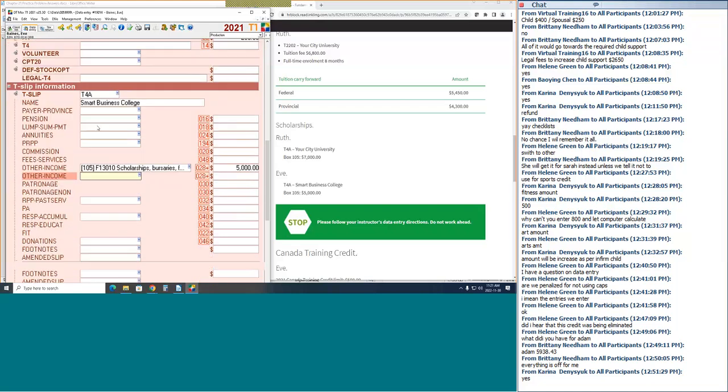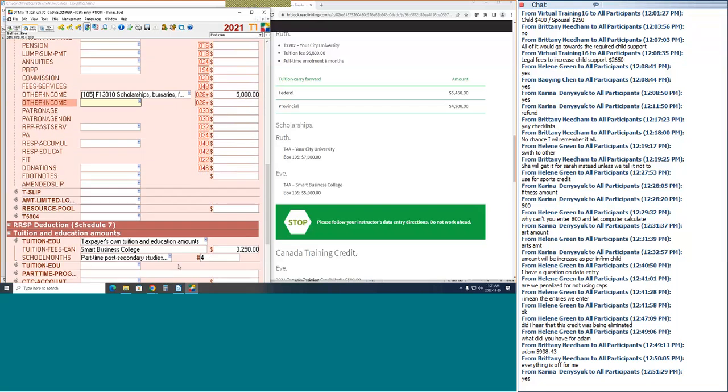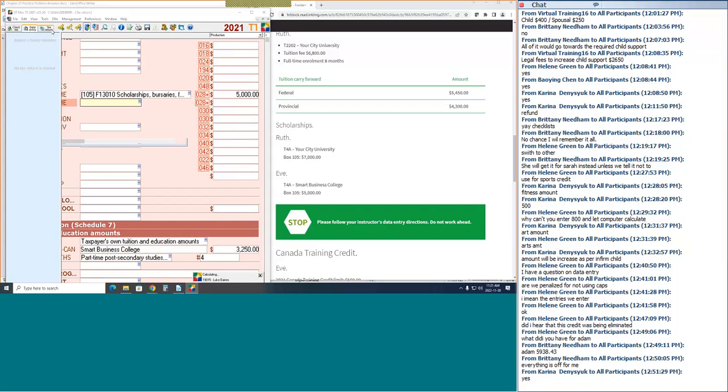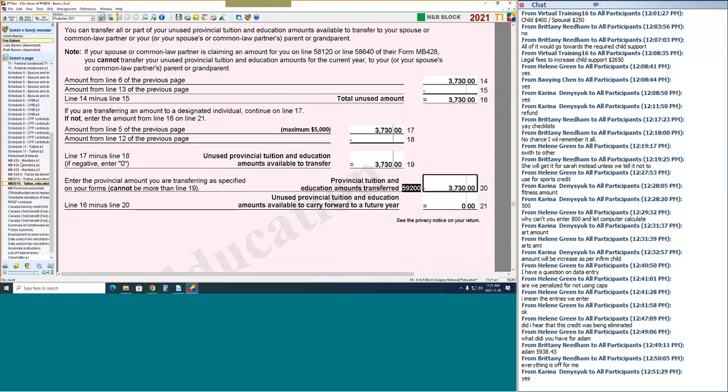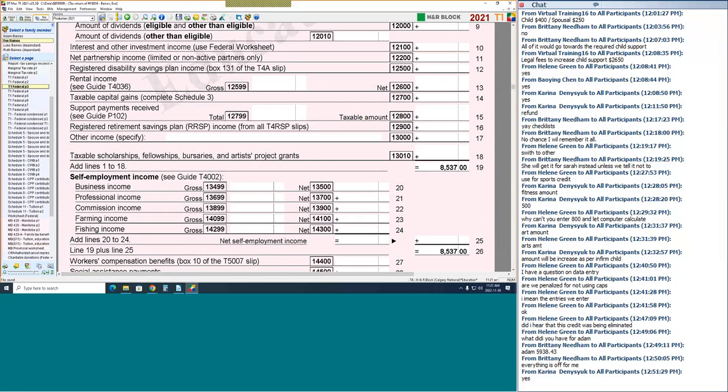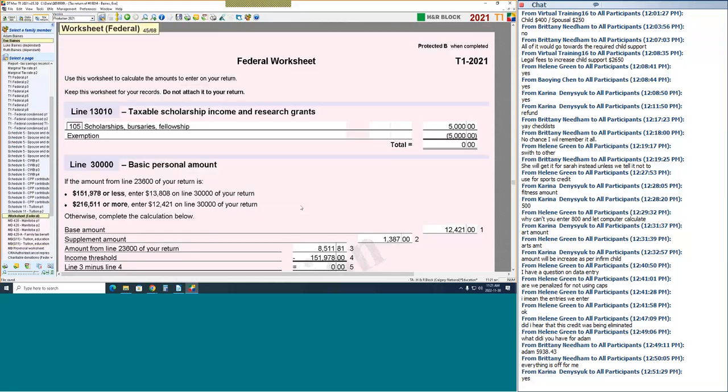And what would the computer do with that? I have told the computer she's a part-time student. It knows that she's a part-time student. But you're going to notice if I go here, I'm expecting to see some taxable income for a student, and you're going to notice that I don't. And the reason that I don't is by leaving the box 105 as scholarship, I have told the computer that it's fully exempt, which is not true. So I have to fix that.